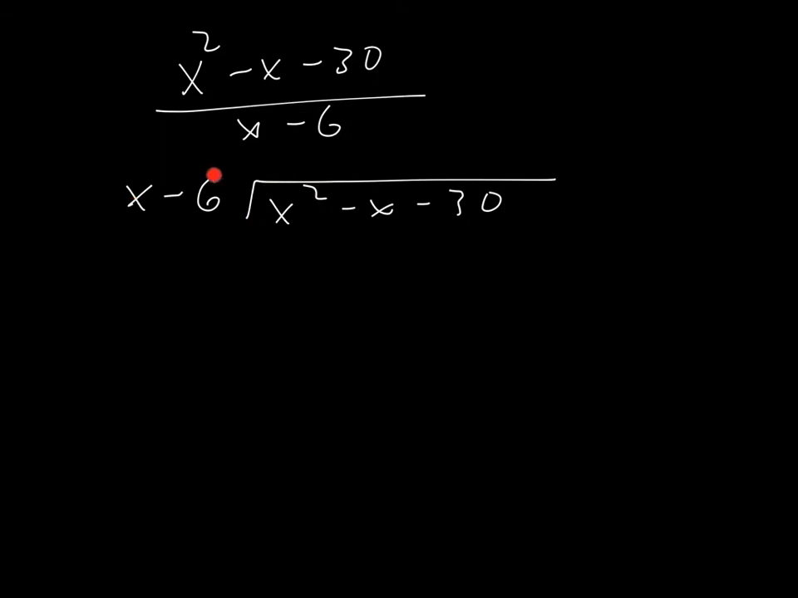We're not paying attention to this part. We're not looking at any of this stuff over here. Just this and this. We're looking at those two things, and we're saying, what can I put up here times that to equal that? Here it comes. There it is. We need x. And then we're now going to multiply. We're going to do x times x is x squared. Then we're going to take x times negative 6, which is negative 6x.